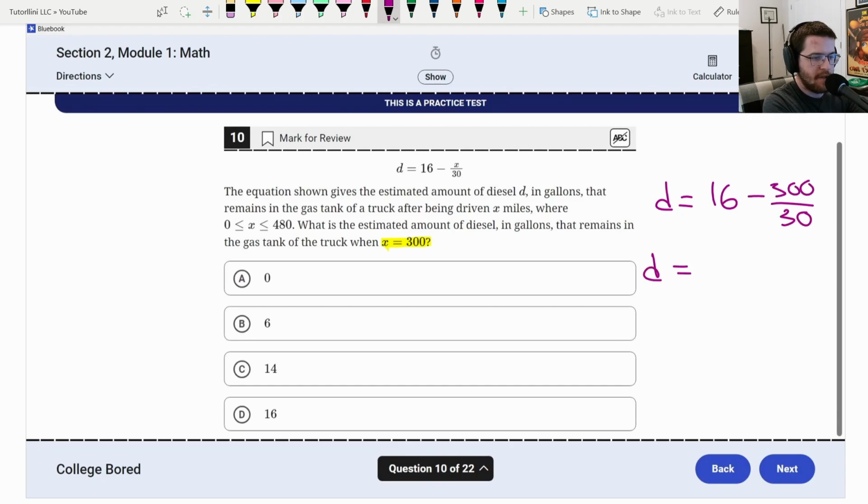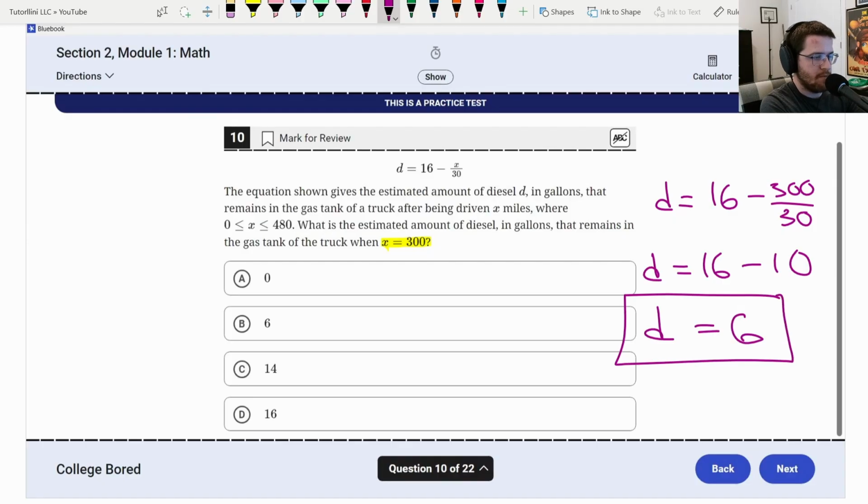And let's see, 300 divided by 30 is 10. And 16 minus 10 is 6. So we get the amount of gallons is 6 gallons. Great.